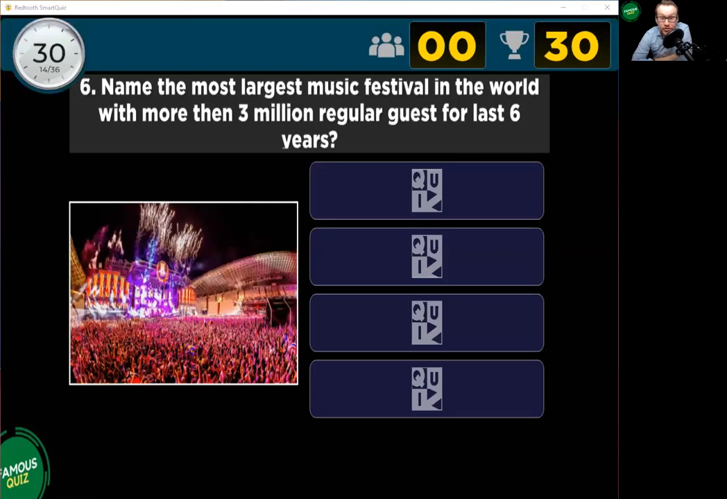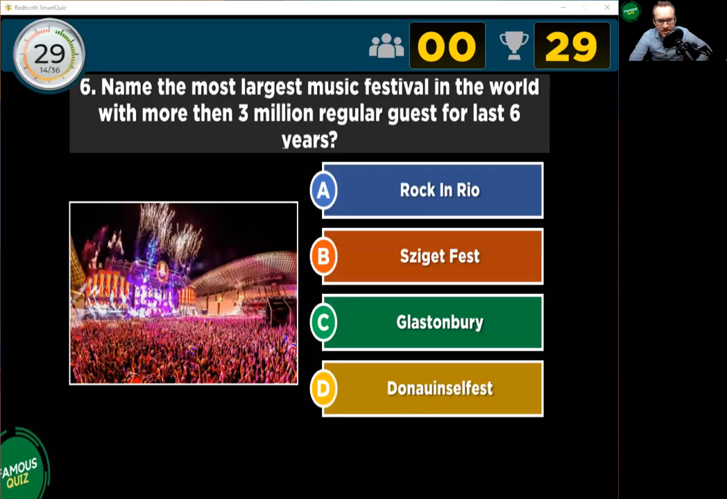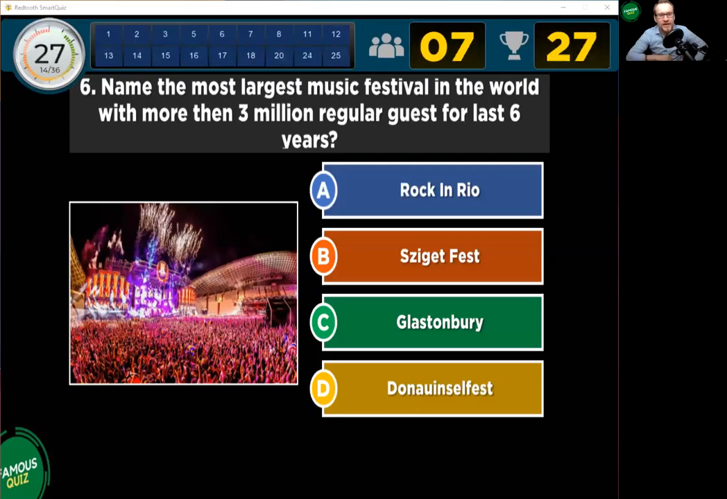Name the largest music festival in the world with more than 3 million regular guests for the last 6 years. Rock in Rio, Ziget Fest, Glastonbury, or Donau Insel Fest.